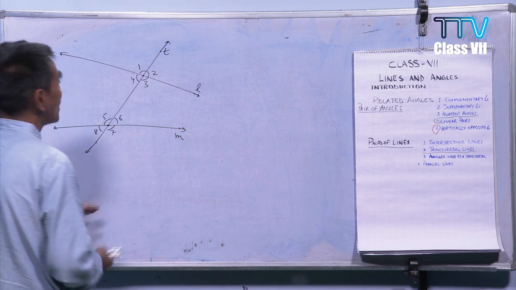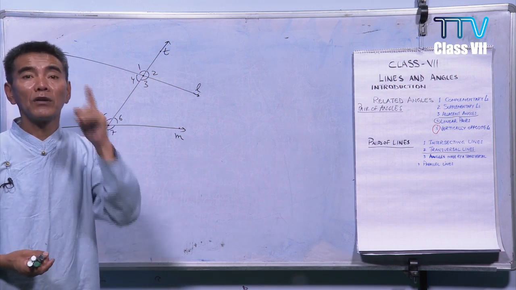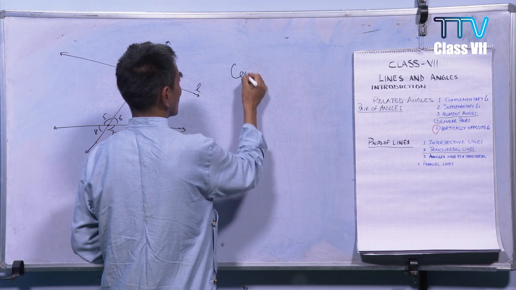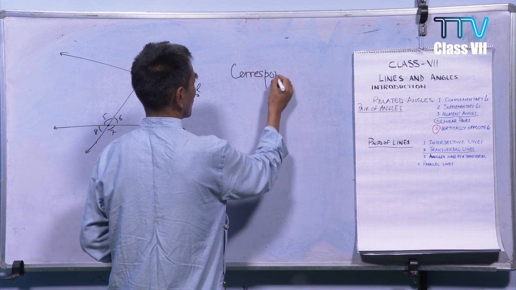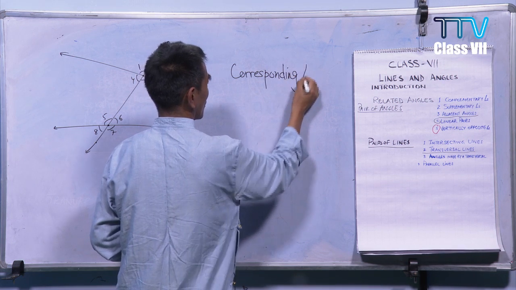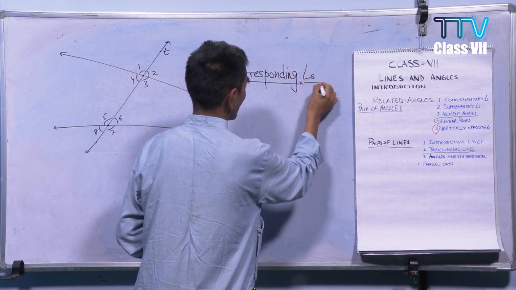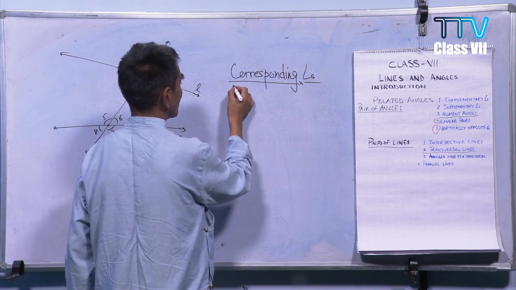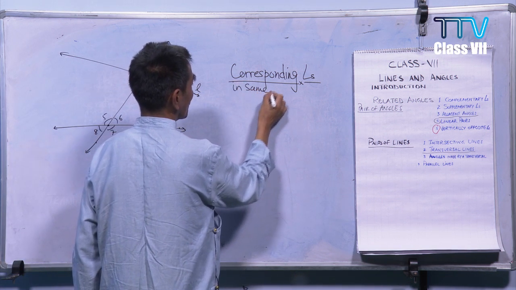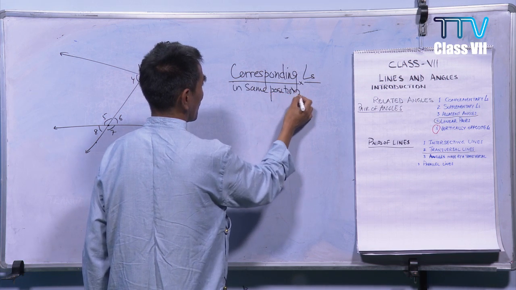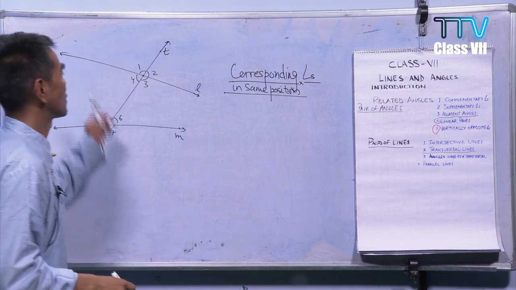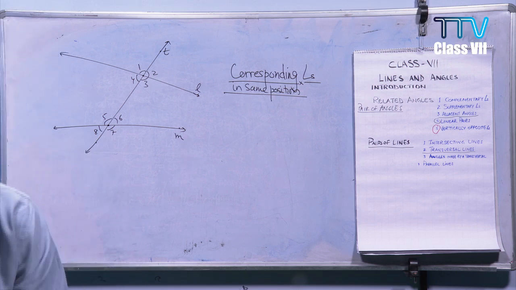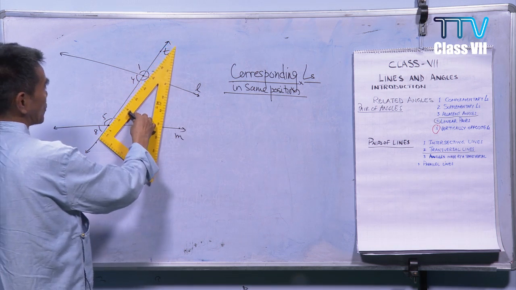Now corresponding angles. Angles in the same position are called corresponding angles. They are angles in the same position with respect to the line and the transversal.